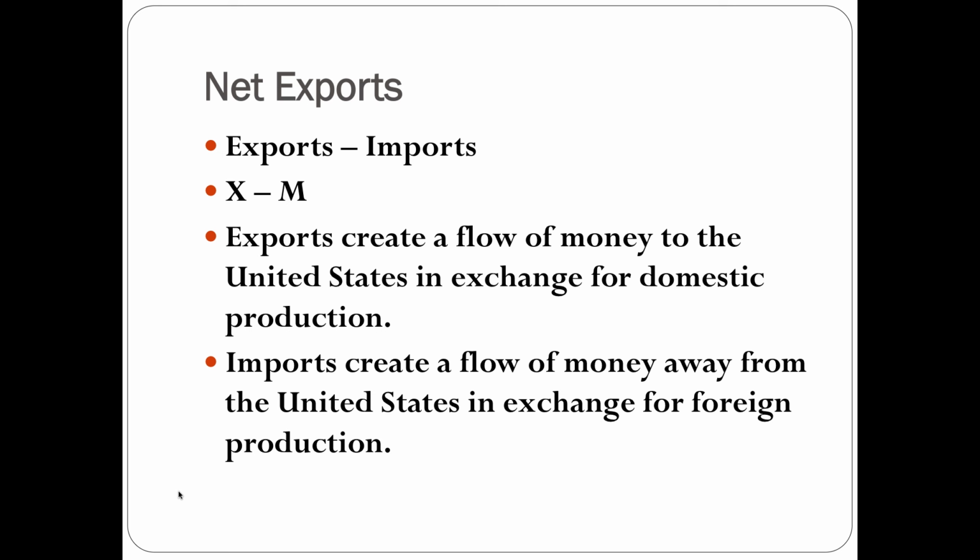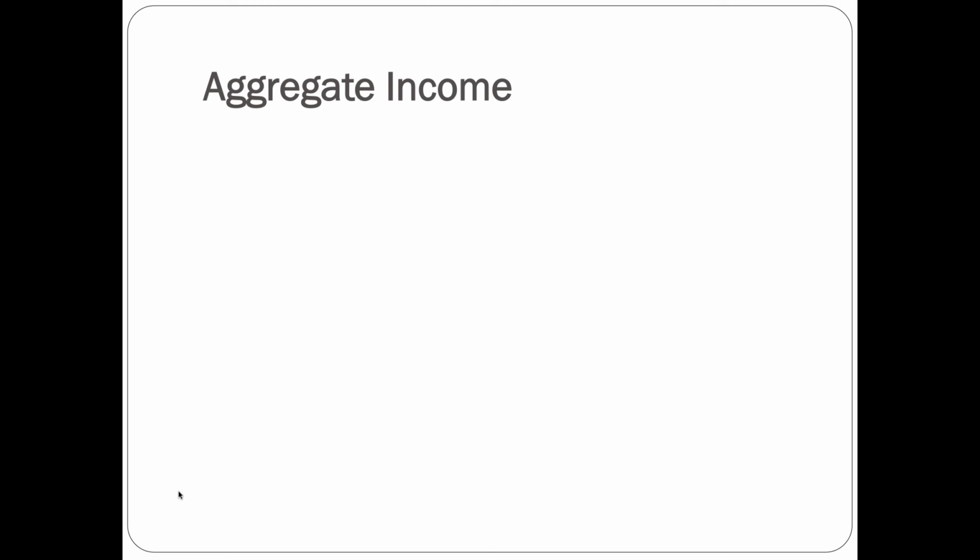Now, there is another model, another equation that is used that you sometimes see on the AP test, but it's not going to be used all that much in this class. So I'm going to talk about it. This is not as important as the aggregate spending model. And this is what is called the aggregate income model.